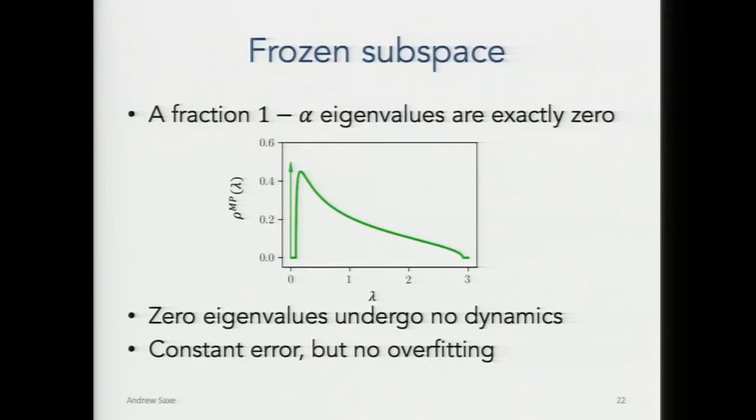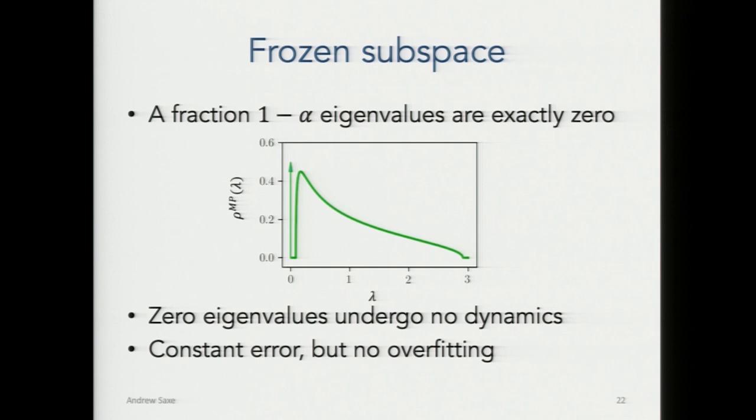The first, I'll call a frozen subspace. It's the fact that a fraction 1 minus alpha of these eigenvalues are exactly equal to 0, corresponding to that spike in the Marchenko-Pastur distribution. And zero eigenvalues undergo no dynamics. So they give you a constant error, but at least you're not overfitting.